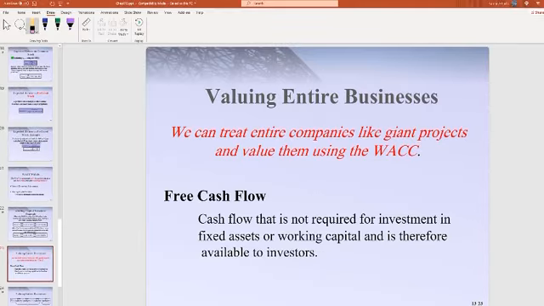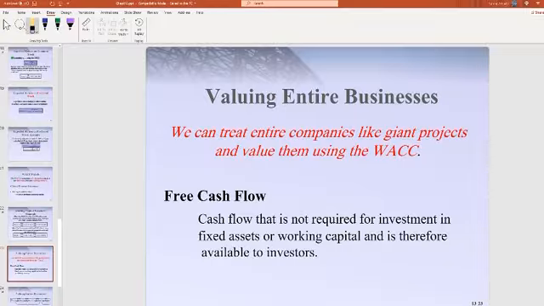Now, evaluating an entire business. How do we evaluate a business? We can treat companies like a project and value them using WACC. Remember, we always use WACC to discount the future cash flow. One way to value the business is to calculate the present value of all of its free cash flow.